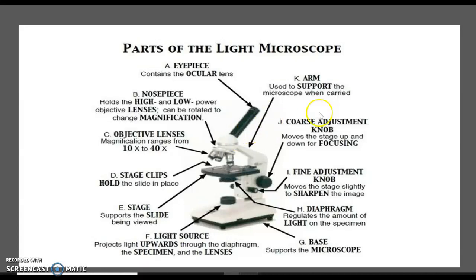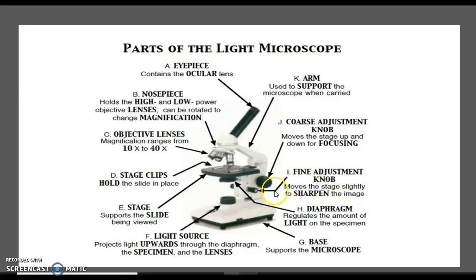And to do that, you will use the coarse adjustment knob, which moves the stage up and down for focusing. Once you see your object under the 40x lens, which again is the red one, you will then no longer touch this coarse adjustment knob. You will then use the fine adjustment knob to move the stage slightly to sharpen your image.